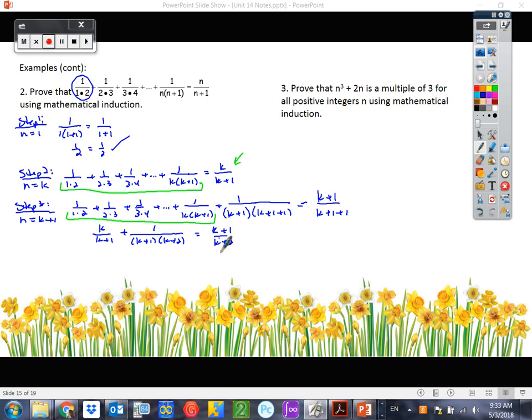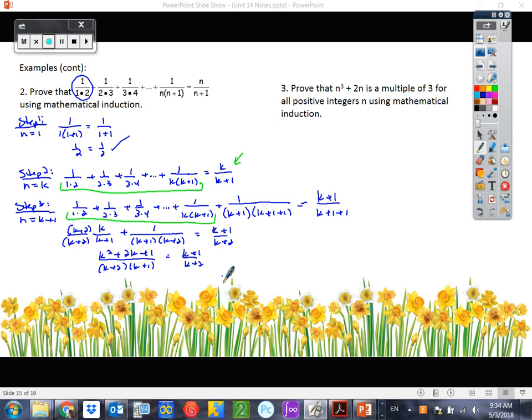Again, we're really not allowed to touch this side. There's nothing to do over here anyway. We're going to have to work on this side. We need a common denominator. We need to add them together. The common denominator would be k plus 2 times k plus 1. So I would need to multiply this by k plus 2 over k plus 2. Let's distribute across the top and add those fractions together. So I have k squared plus 2k plus 1 over k plus 2 times k plus 1 equals k plus 1 over k plus 2.